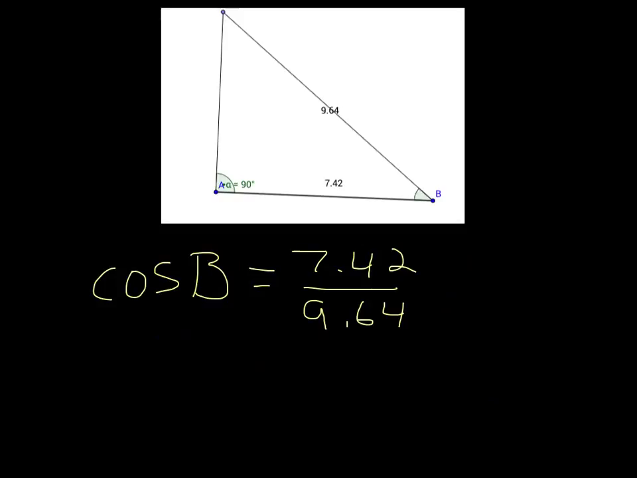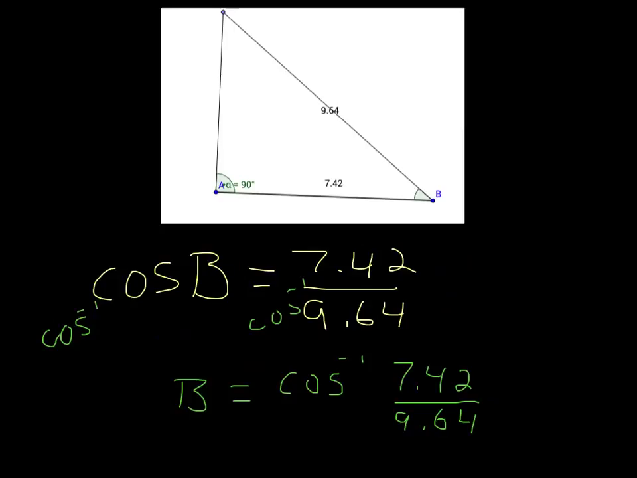All right, so how do we undo a cosine? Because cosine is with the B. It's not cosine times B, it's cosine of B. Cosine's a function, it's an operation. So we have to undo cosine. How you undo a cosine is that second function thing on your calculator, that inverse button. We have to use an inverse cosine on both sides. So you apply the inverse cosine to both sides. You're going to get that B equals cosine inverse of the fraction 7.42 over 9.64.